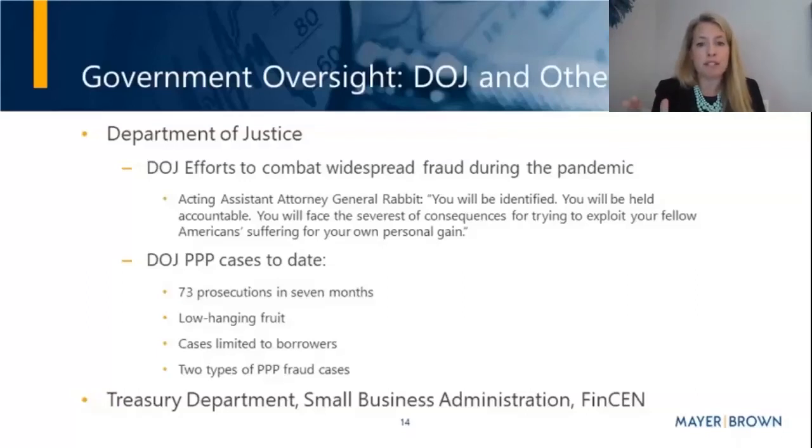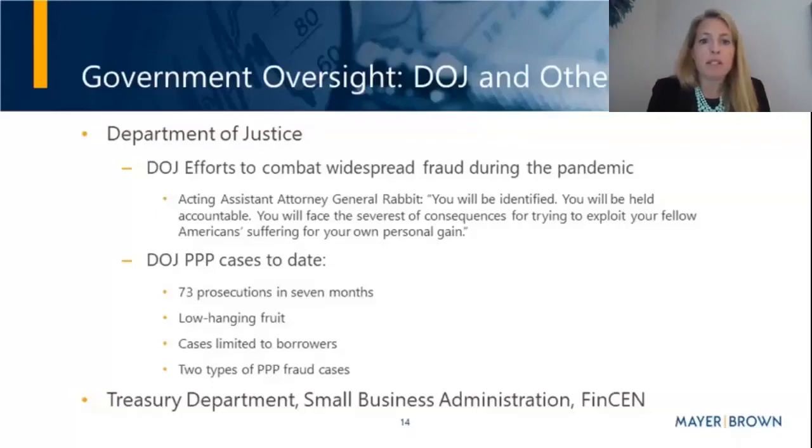And, indeed, nearly simultaneously with the establishment of the PPP program, and I think this was one of Rich's earlier slides, the DOJ created a PPP-focused team to tackle fraud arising from the program. And it was beginning to bring cases literally within weeks of the rollout of PPP. And so I have this quote here from Acting Assistant Attorney General Rabbit, which I think really encapsulates the approach that DOJ is taking to pandemic-related fraud. They're moving quickly to identify it, they're making sure to hold these fraudsters accountable and seek really stiff penalties to make sure that they deter others from benefiting from American suffering.